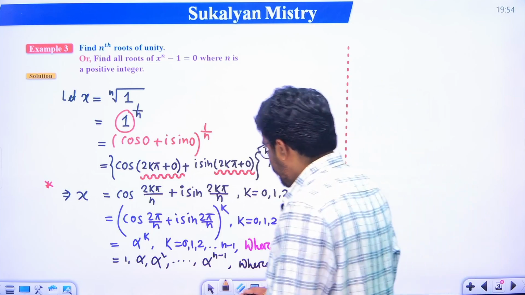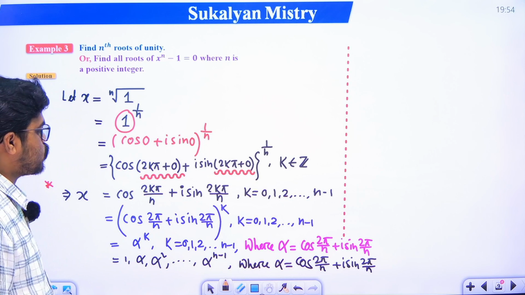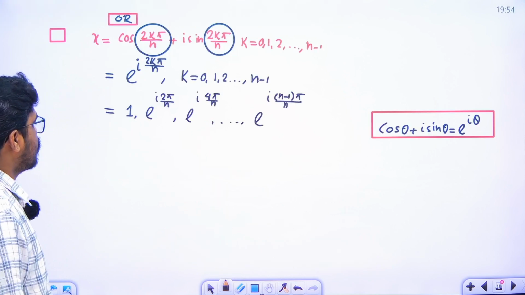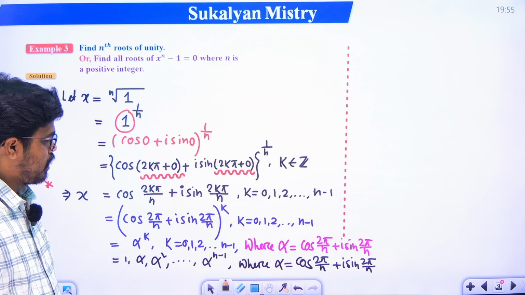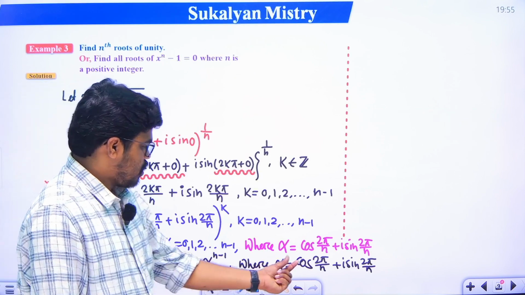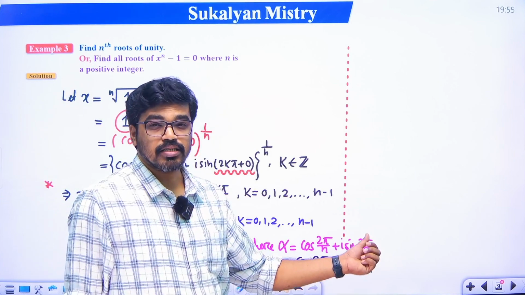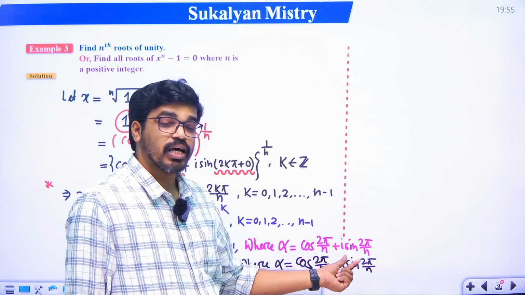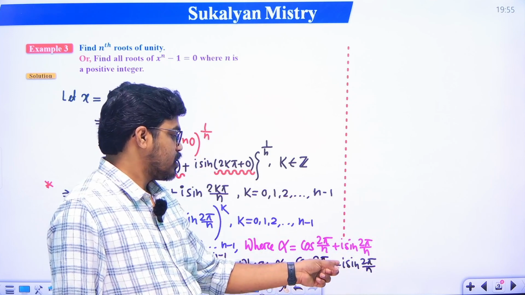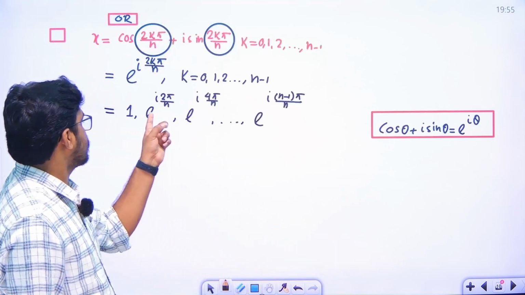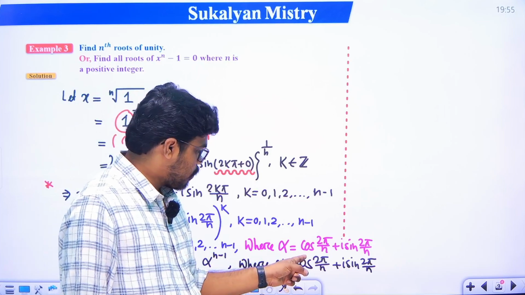What is alpha? Alpha is cos 2 pi by n plus i sin 2 pi by n. Similar meaning: cos theta plus i sin theta is e to the power i theta. So here that is e to the power i 2 pi by n. But when you square alpha, what will happen?